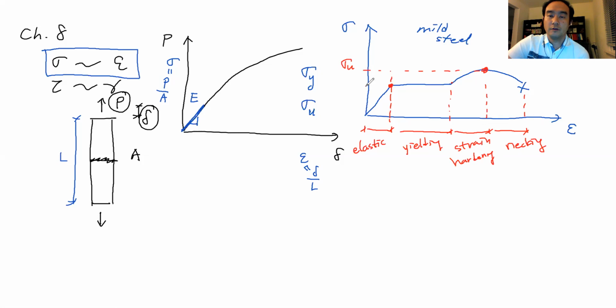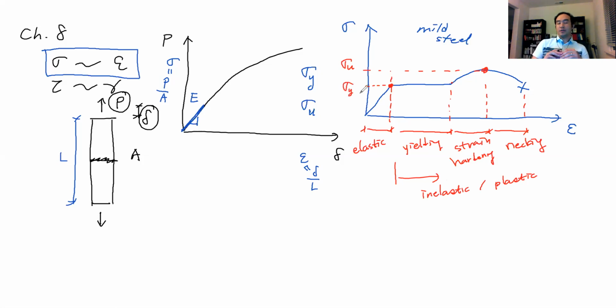The sigma value corresponding to the borderline between elastic and everything beyond this yield point is called the inelastic or plastic region, and that is sigma y.